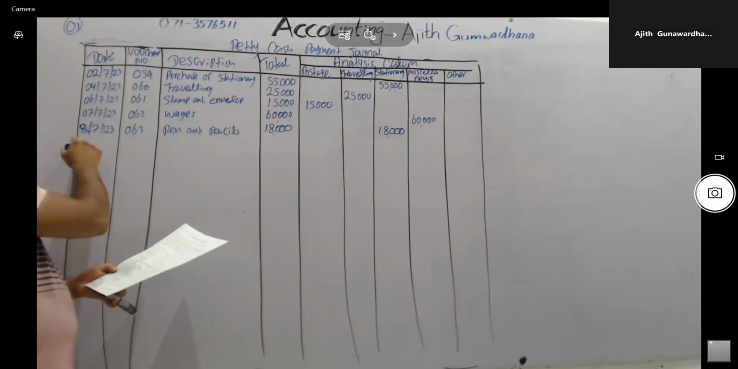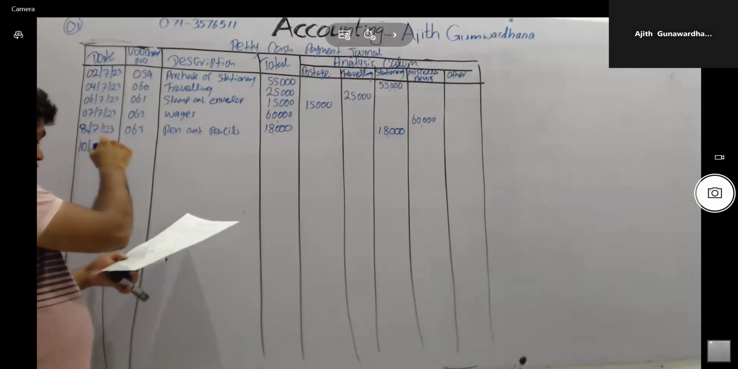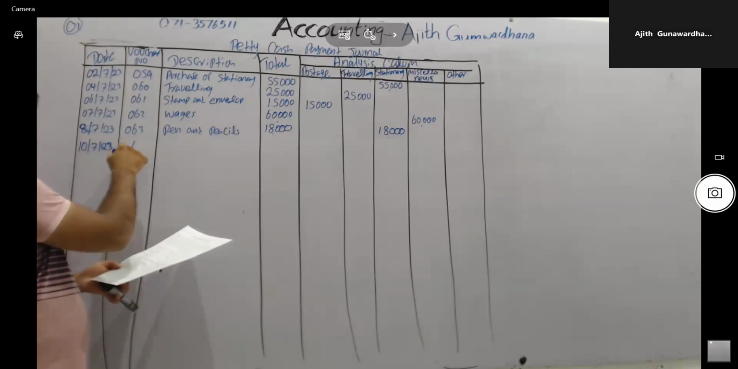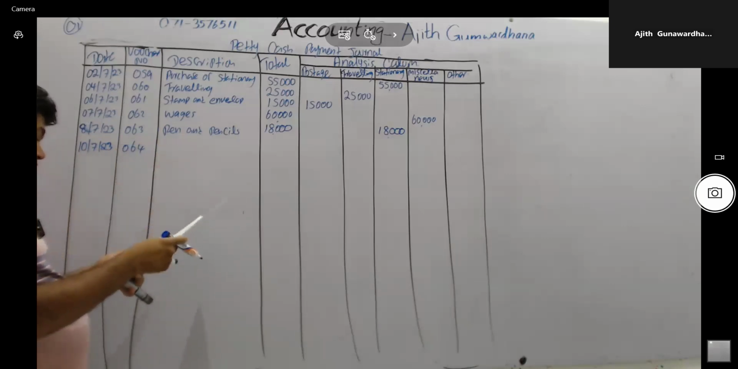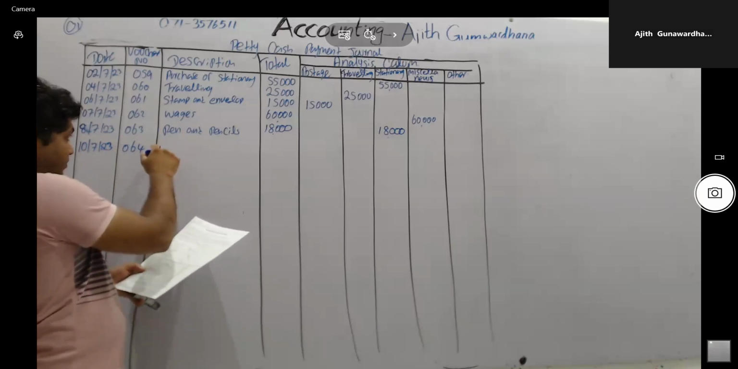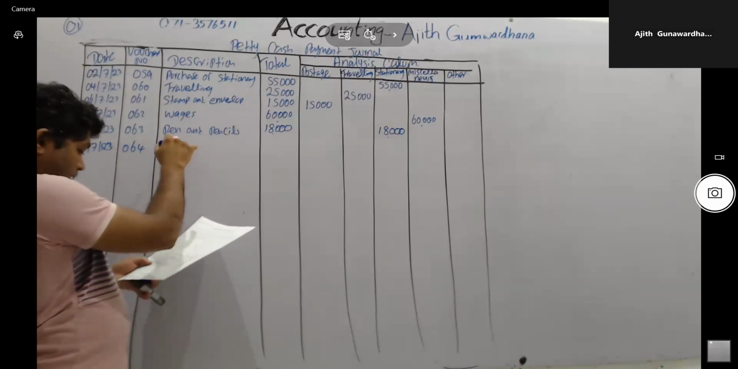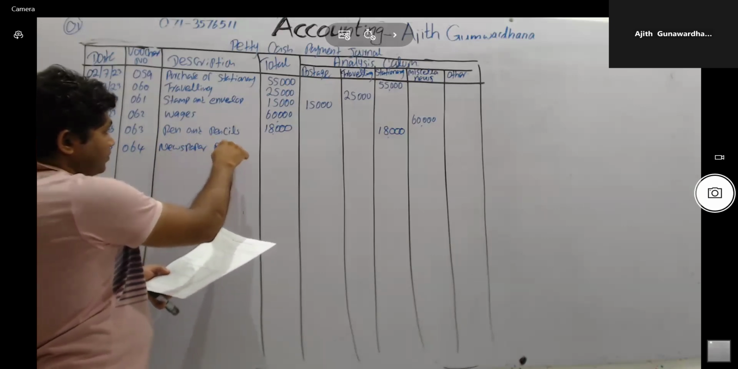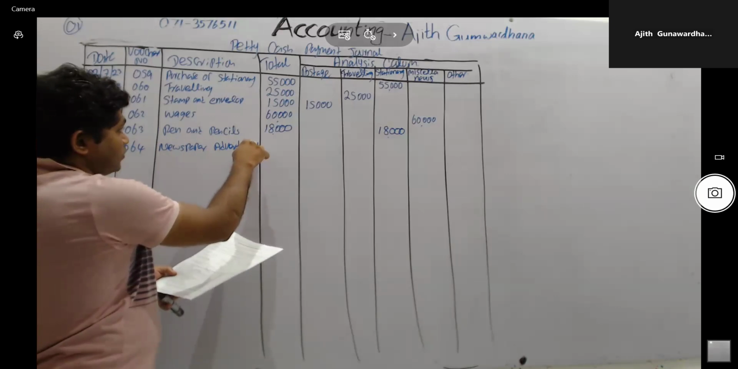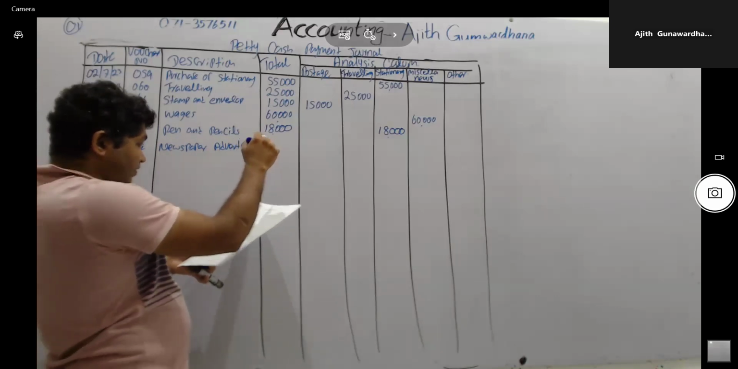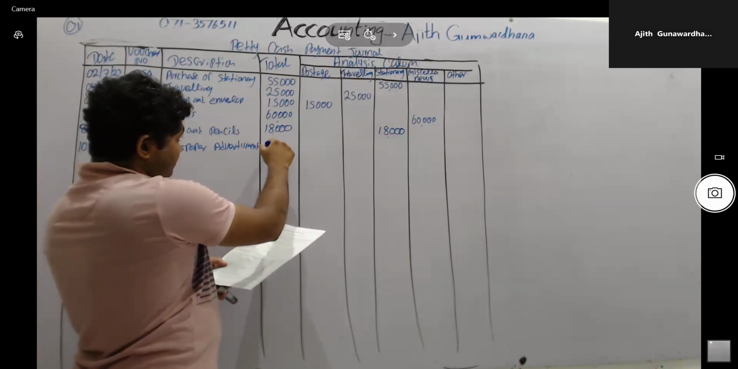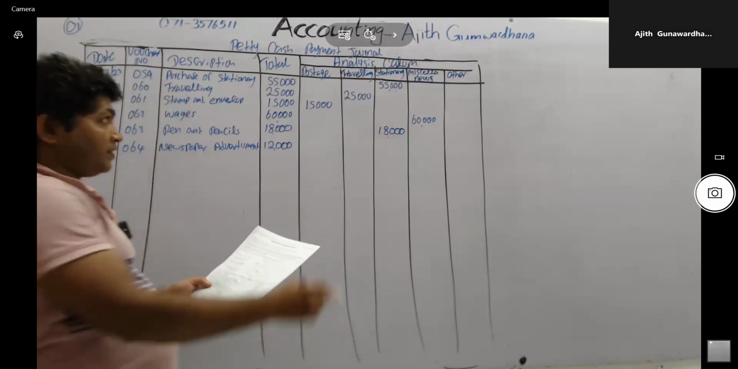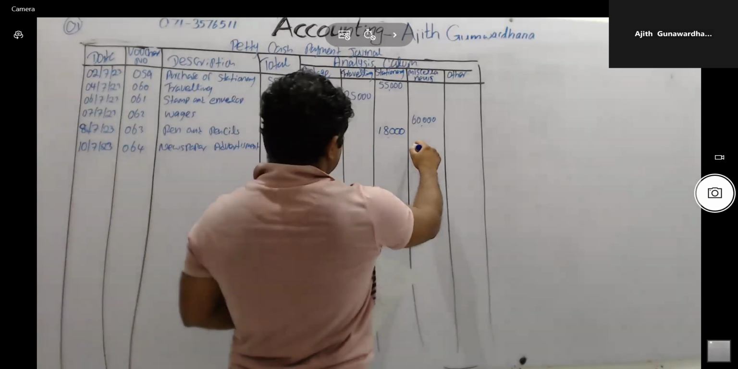And next one, newspaper advertisement. Also given voucher number 0634. And description, newspaper advertisement. Newspaper advertisement value equal 12,000. It has also not given a separate column for advertisement. Therefore, if it has not given a separate column, should be recorded in the miscellaneous column.